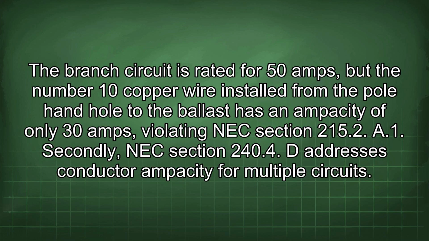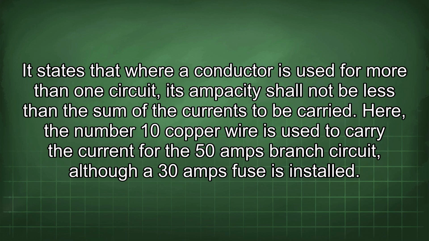The branch circuit is rated for 50 amps, but the number 10 copper wire installed from the pole handhole to the ballast has an ampacity of only 30 amps, violating NEC section 215.2 A1. Secondly, NEC section 240.4 D addresses conductor ampacity for multiple circuits. It states that where a conductor is used for more than one circuit, its ampacity shall not be less than the sum of the currents to be carried.